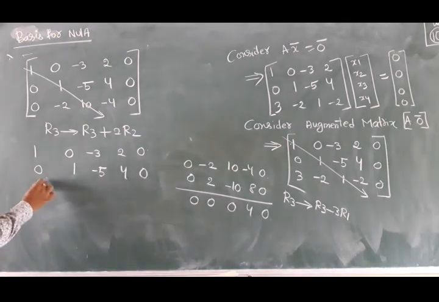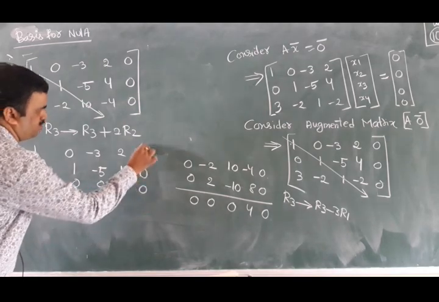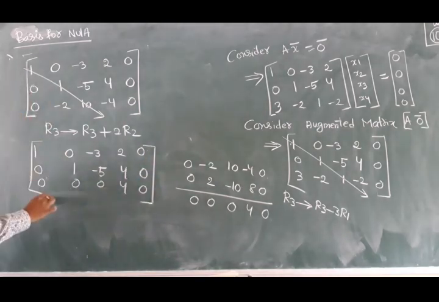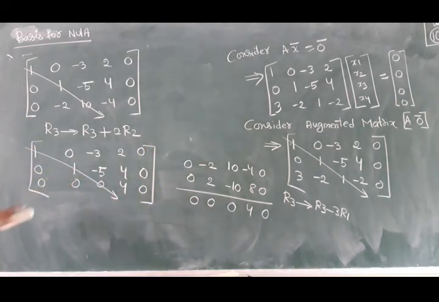Zero, zero, zero, 4, 0. First row first element, second row second element, third row third element. Now below this diagram we got the echelon form.